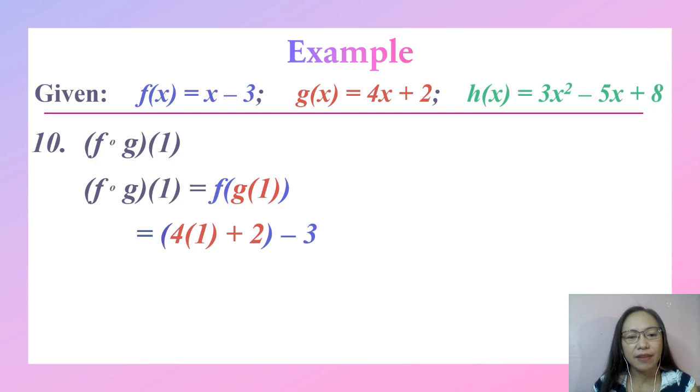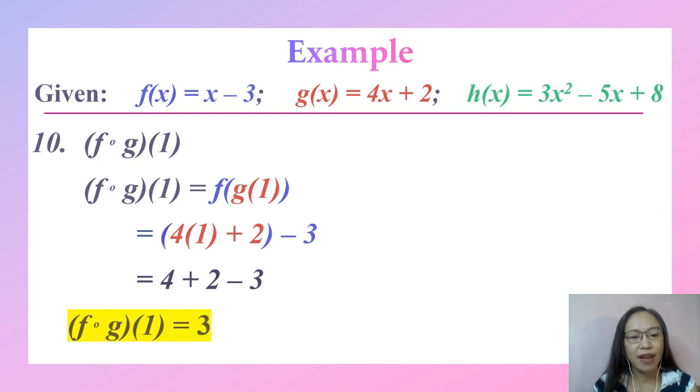So you have it here, 4 times 1 plus 2. This is now this x here. And then we bring down negative 3. Okay, and then applying the operations, we have 4 times 1, that's 4. We bring down 2, and we also bring down negative 3. And simplifying this, we have 4 plus 2, that is 6, minus 3, and that is 3. Therefore, f composition g at 1 is 3.